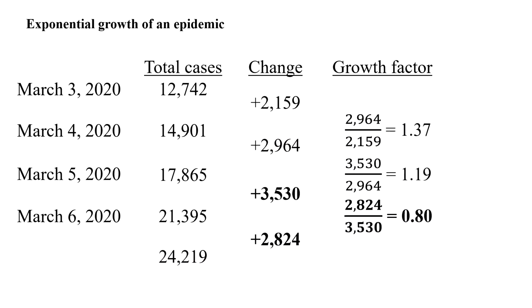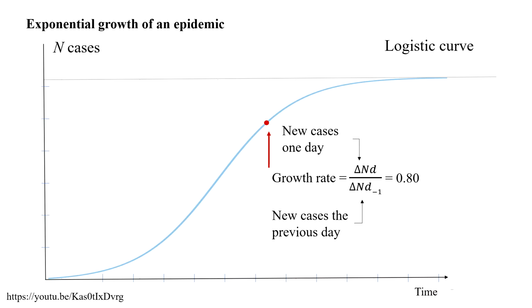What we want to get to, though, is that we will want to have less and less individuals getting infected. So we're looking now at the change between March 5th and March 6th being 3,530 cases, but between March 6th and March 7th the change was less, so it's only 2,824 cases. If we divide those two numbers, we get a growth rate of 0.8. Now 0.8 is less than 1, which means we have now reached and gone beyond the inflection point, and we now see a slowdown of the epidemic.